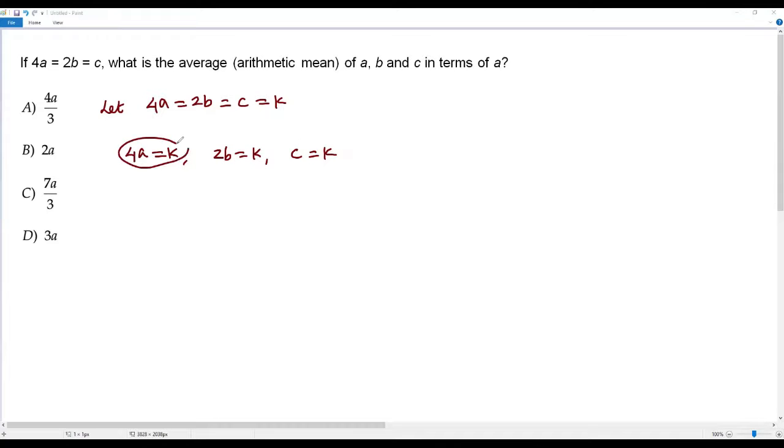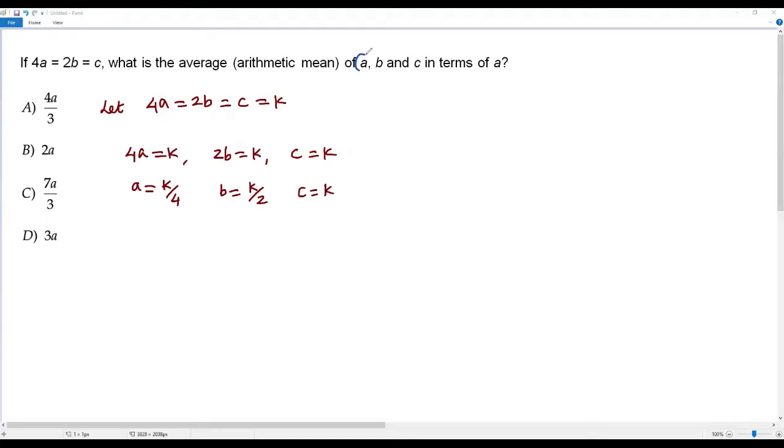Okay, now let's solve for a in this equation. For that, we have to divide both sides by 4. When I do so, I'm getting a equals k over 4. To solve for b, I have to divide both sides by 2. When I do so, I'm getting b equals k over 2. And this remains the same, that is c equals k.